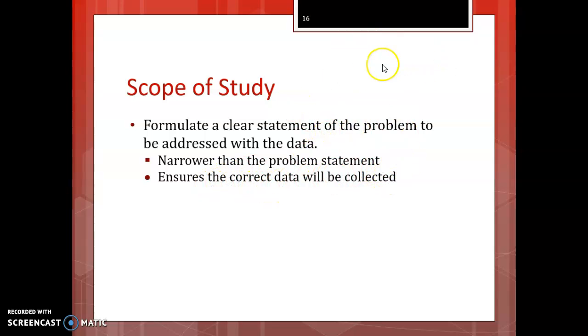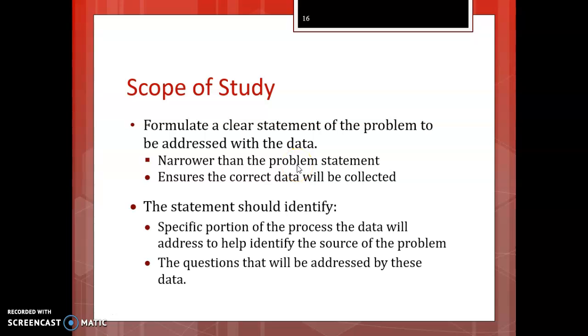So if you do have an area, say you're having a problem with some type of product, do you want to focus on the raw material side? Do you want to focus on the testing side? Do you want to focus on the reaction side? So on. So you have to look at a certain area to start making it better, and then you'll know if your changes are effective because you'll know exactly where you started and where you ended. The statement should identify the specific portion of the process the data will address to help identify the source of the problem and the questions that will be addressed by this data.